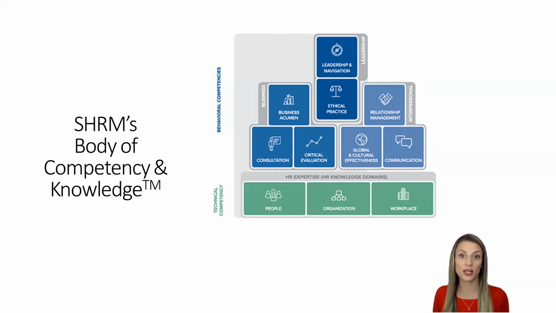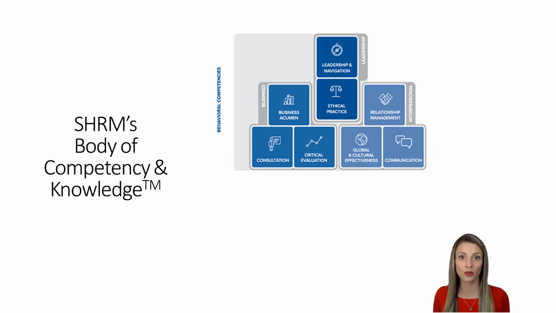This model includes 9 competencies, each one in a blue box. 8 of them are behavioral competencies, and 1 of them is a technical competency. There are 3 categories of behavioral competencies. Interpersonal competencies include communication, relationship management, and global and cultural effectiveness. Business competencies include business acumen, consultation, and critical evaluation. Leadership competencies include, obviously, leadership and navigation, as well as ethical practice.